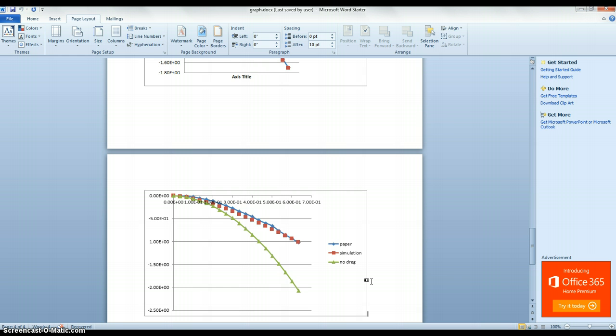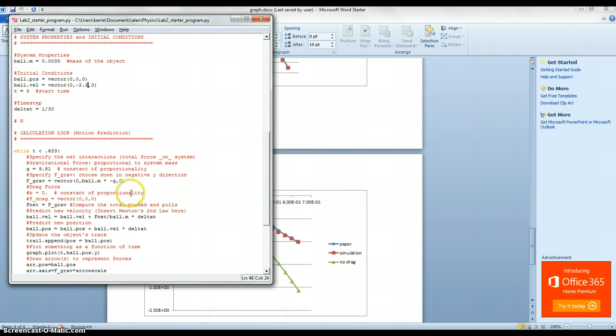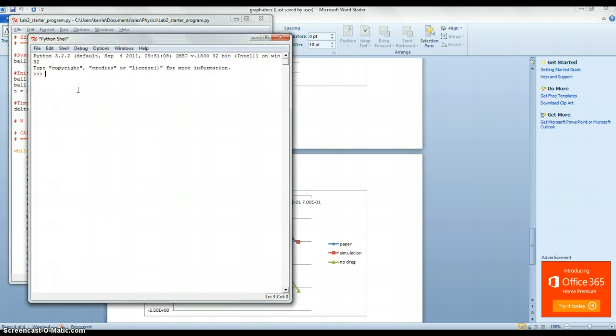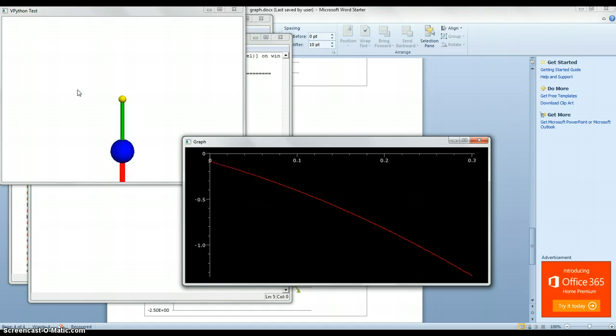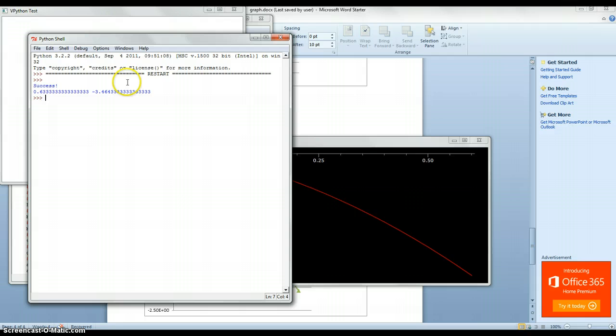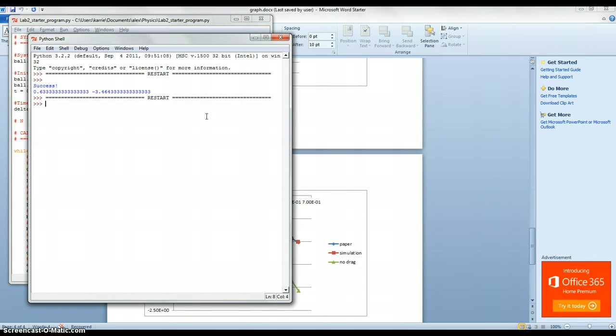And so this goes along with our what-if question: does the object reach a terminal velocity if thrown down with an initial velocity? So first let's look at it. We're going to start it at negative 2.2 and look at it with no drag. This is what it looks like with no drag, and you can see it's a curved line, and the actual final velocity is negative 3.5. So that one does not reach a terminal velocity.